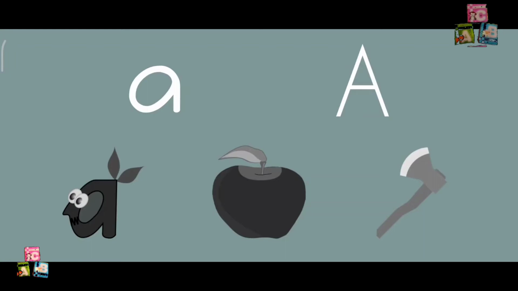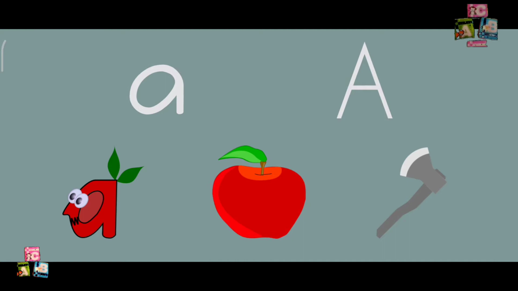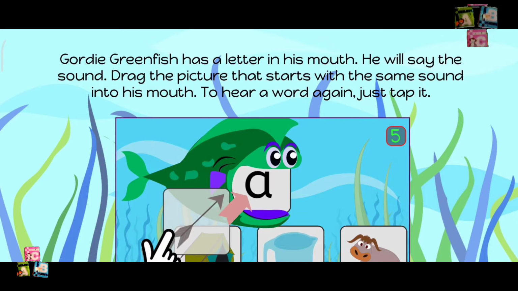Letter A says A. A for apple. A. Apple. Gordy Greenfish has a letter in his mouth. He will say the sound. Drag the picture that starts with the same sound into his mouth. To hear a word again, just tap it.